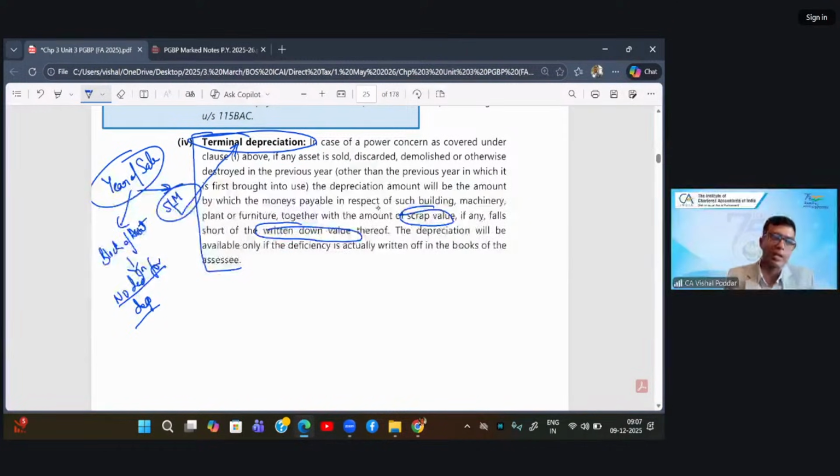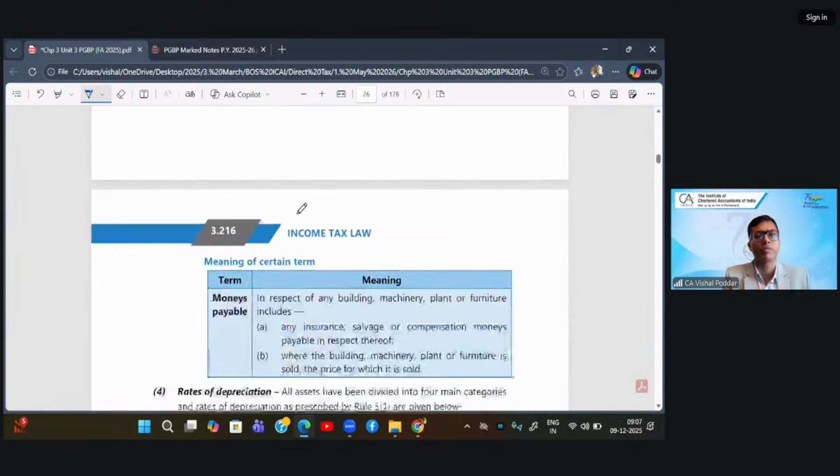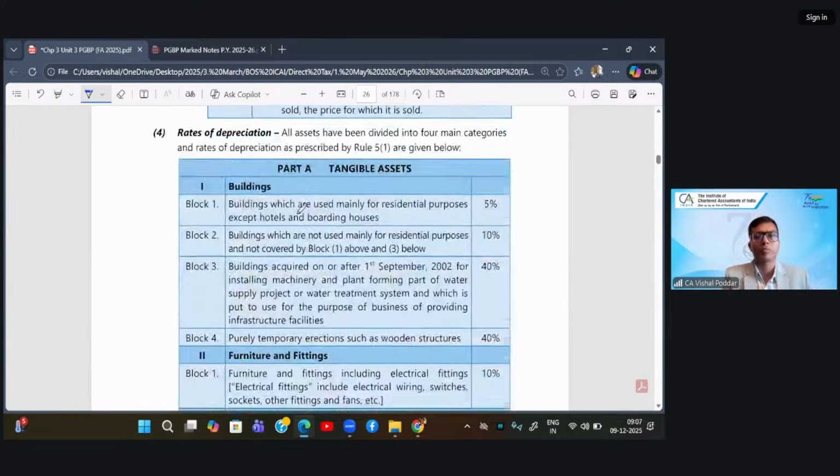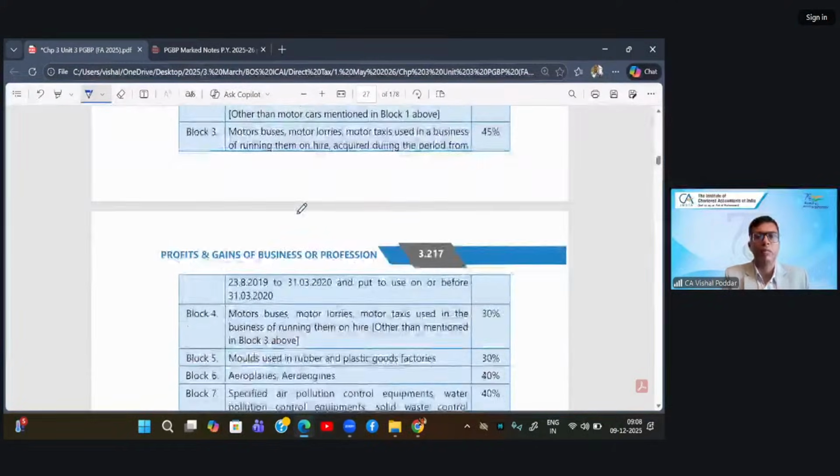So only for SLM assets, the last depreciation, that is why it is called terminal. Terminal means the end. So now the asset is sold. Please remember, I repeat, it is only for SLM, that is for power units, that they can claim this. For others who are following block of assets, in the year of sale of asset, there is no deduction of depreciation.